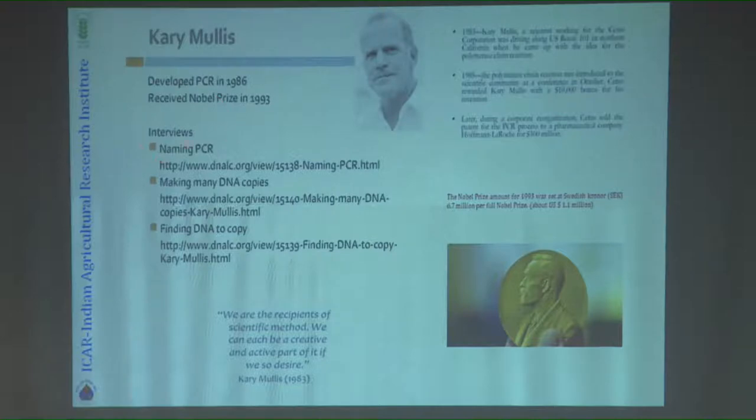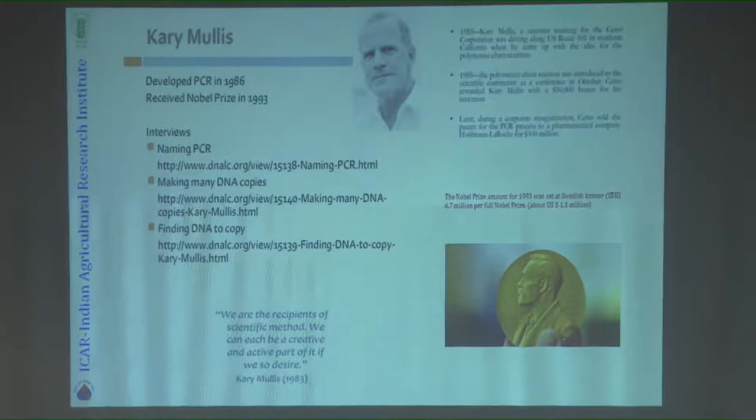So he developed the idea in 1986, and he was given the Nobel Prize in 1993, the shortest period for an invention to be appreciated by the Nobel Committee. In fact, he used to describe the way he thought about the whole process of PCR. Read those papers, which are really interesting, because he had a job where he had to clone a gene and then put it in a bacterium, make copies, and then use it for oligosynthesis and all. So he was looking for a way to make his job easier.